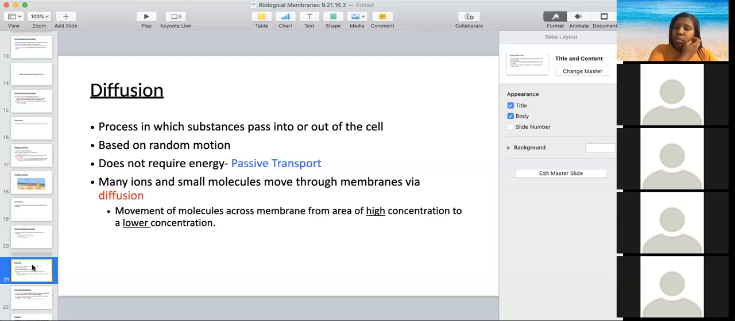Diffusion. It's a process in which substances are moving into and out of the cell. It's a form of passive transport in that it does not require energy. We'll define it as the movement of molecules from an area of high concentration to lower concentration.